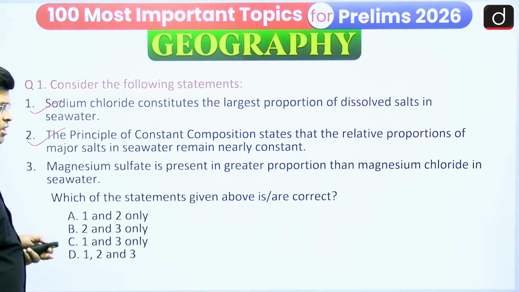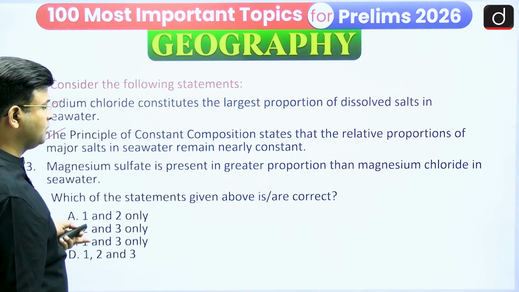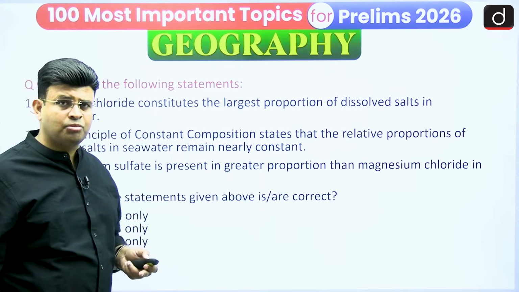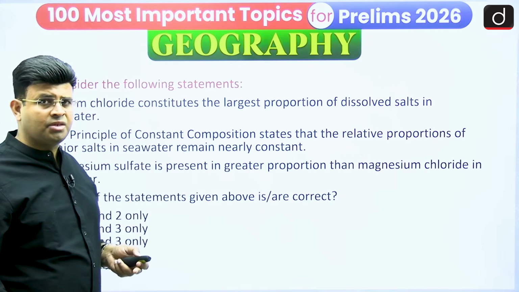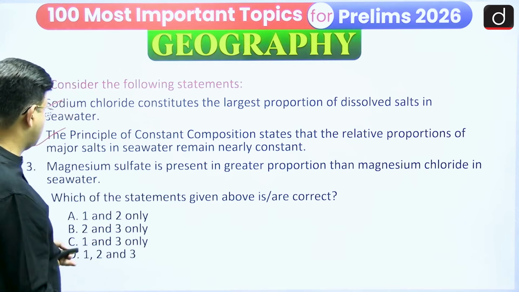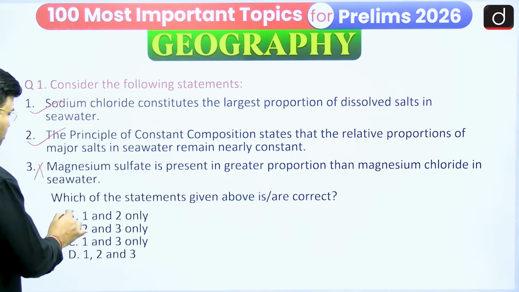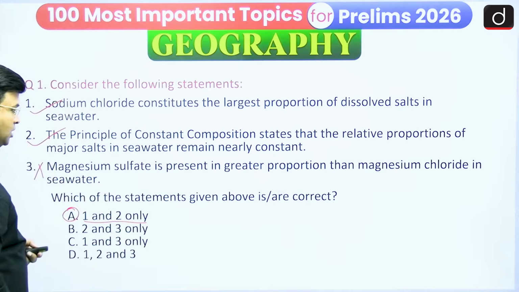Magnesium sulfate is present in greater proportion than magnesium chloride. No, magnesium chloride is 10.9%, and magnesium sulfate is 4.7%, so it is wrong. On the basis of that, 1 and 2 only are correct.